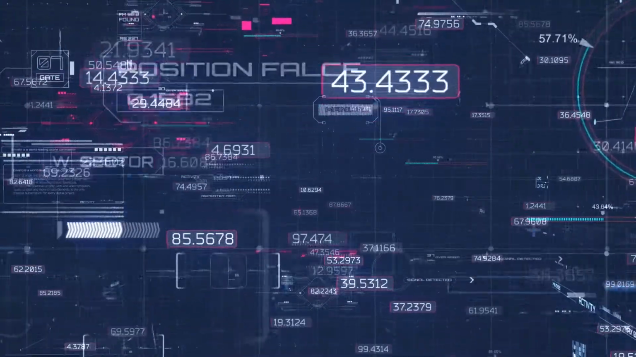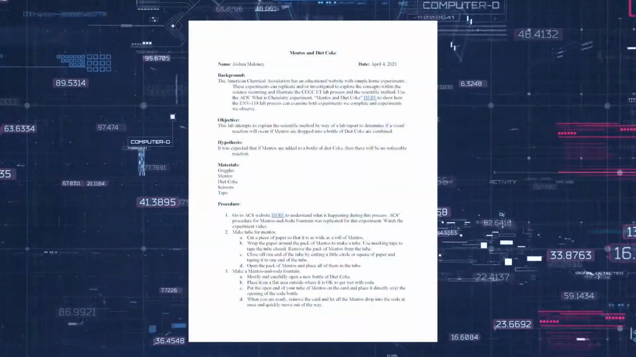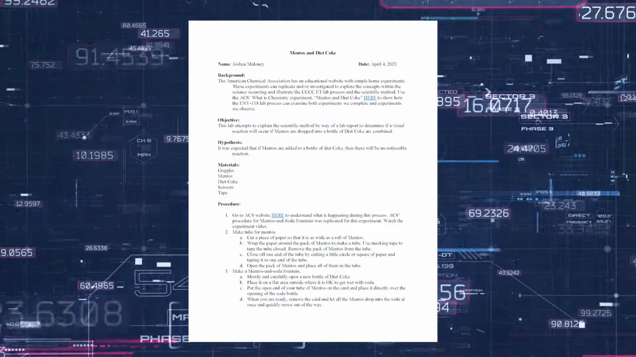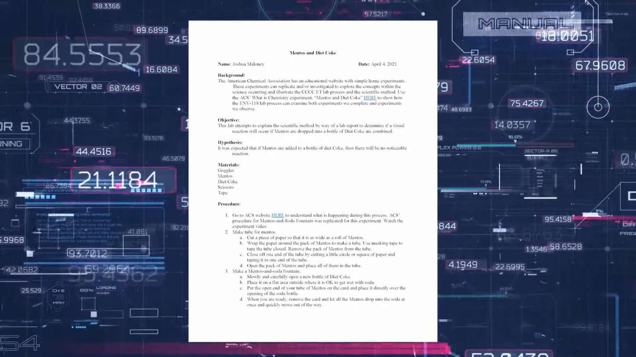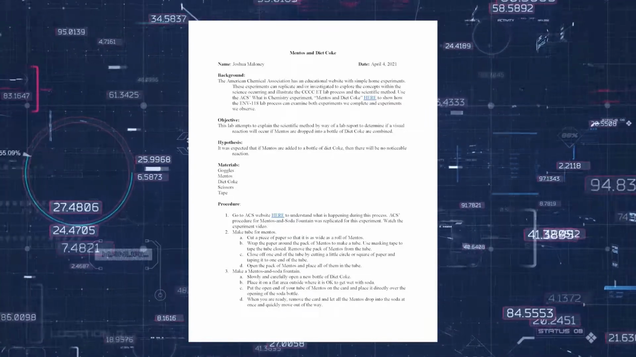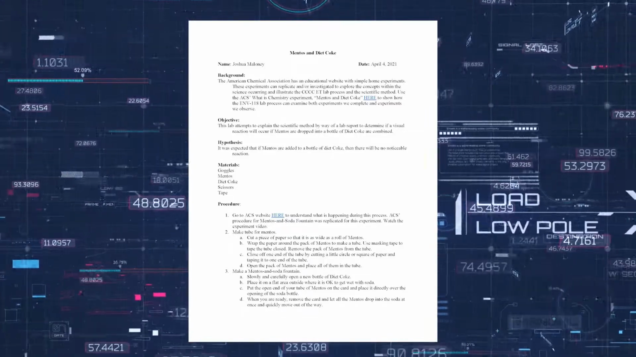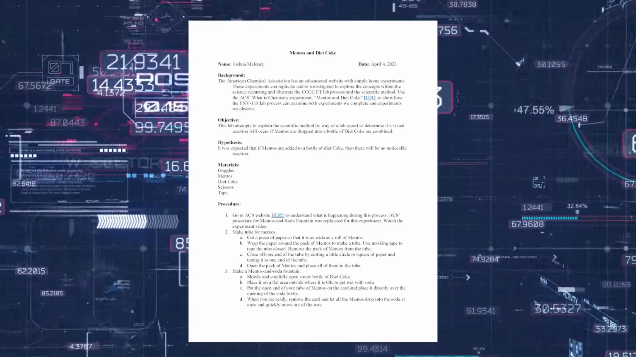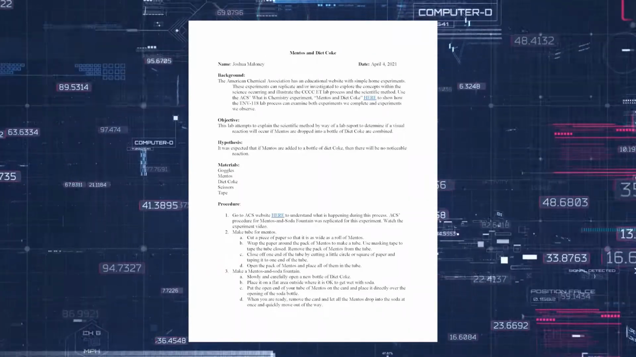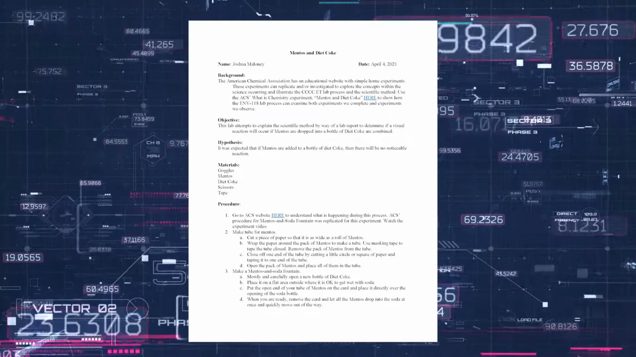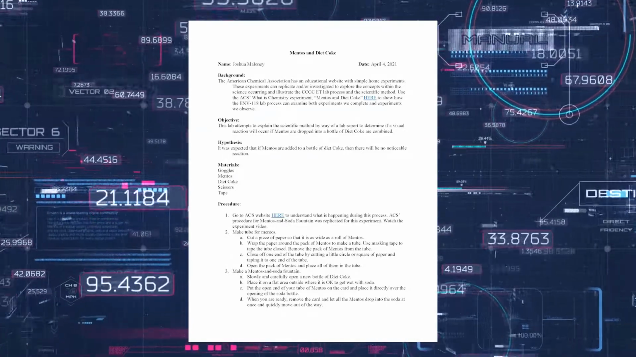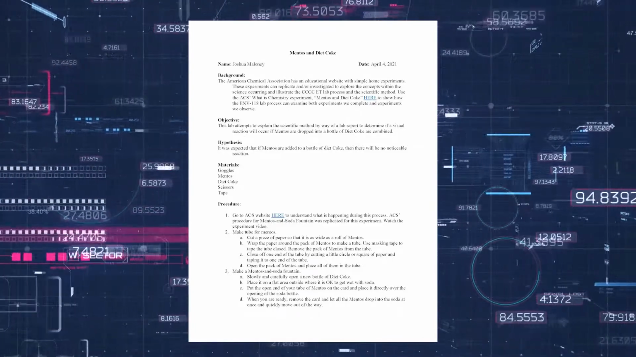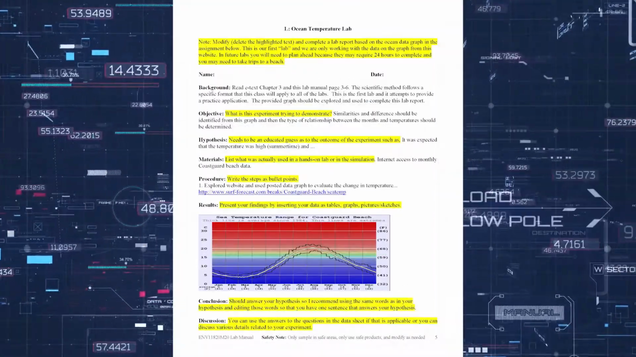I titled my lab report Mentos and Diet Coke. Under background, I provided the materials I became familiar with before I finished the lab. This includes a web page from the American Chemical Society introducing this simple home experiment. The objective is a brief sentence saying what the procedure is meant to accomplish.